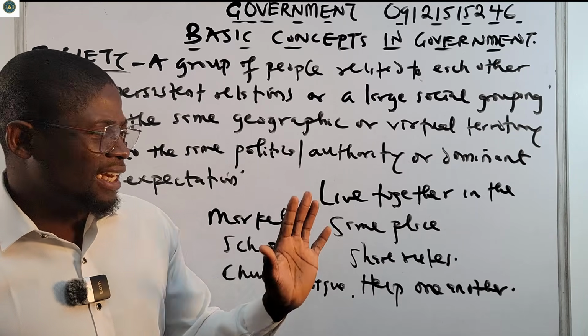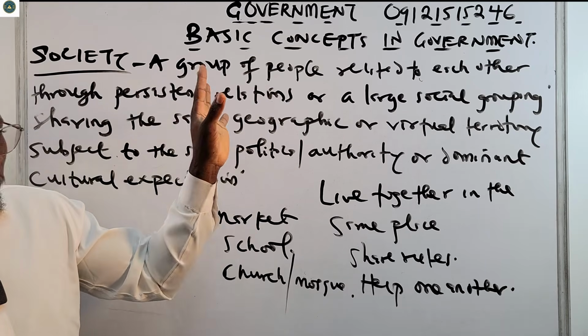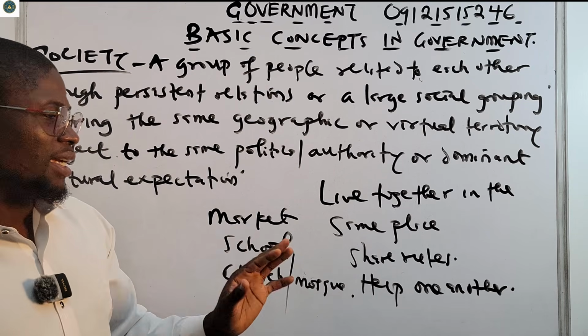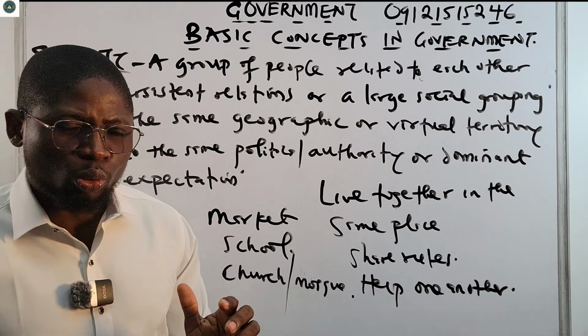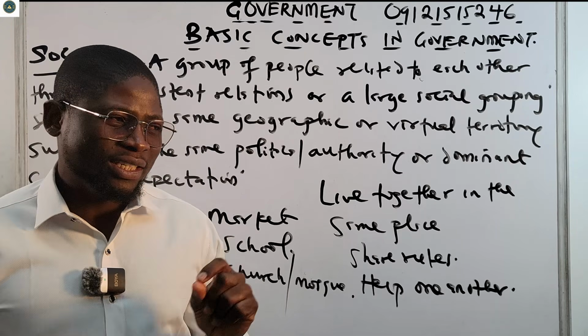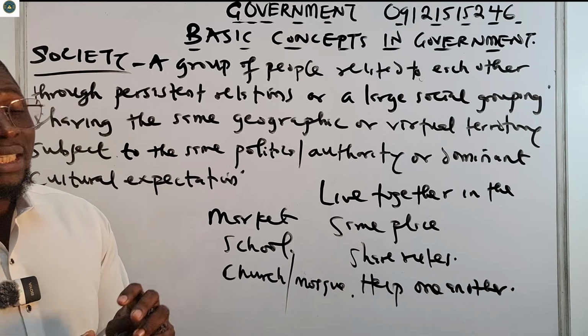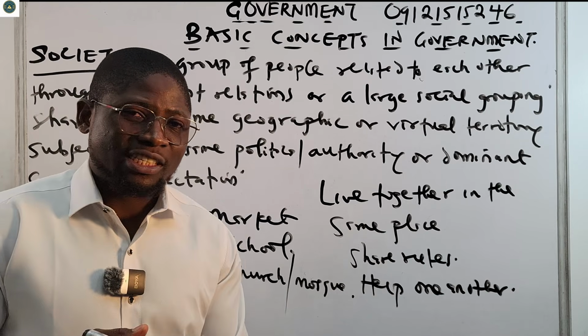So that is the definition of a society. If you don't want to use the long one, you can say it's a group of people that live together in the same place, they share rules, and they help one another. That is what we call a society. Nigeria is a very big society that is made up of other smaller societies.